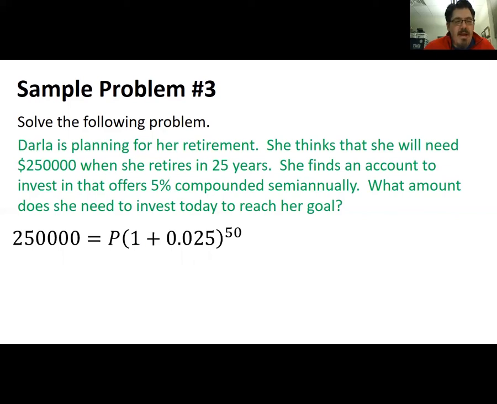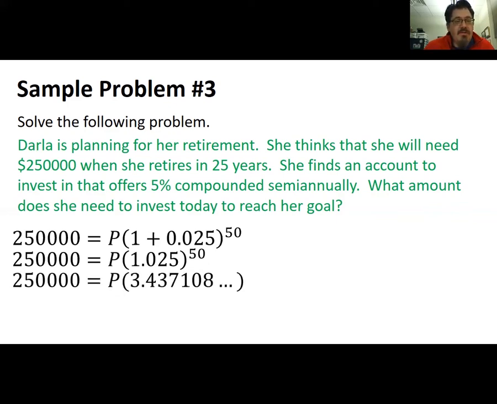All right, now the next step is we need to simplify inside the parentheses. So 1.025 now is in the parentheses. Next step, take the 1.025 to the 50th power. Use your calculator to do this, and you'll get a weird decimal. So we end up with $250,000 equals P times 3.437108. Again, write the decimal out quite a ways, just that way we know our final answer is going to be as accurate as possible.